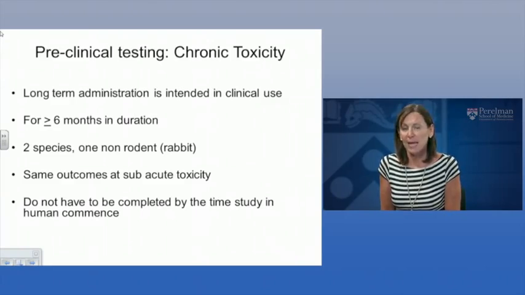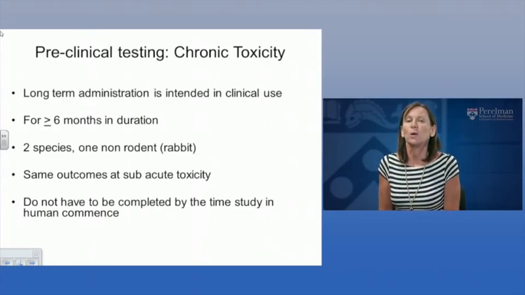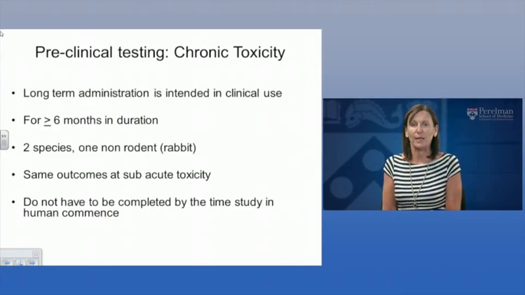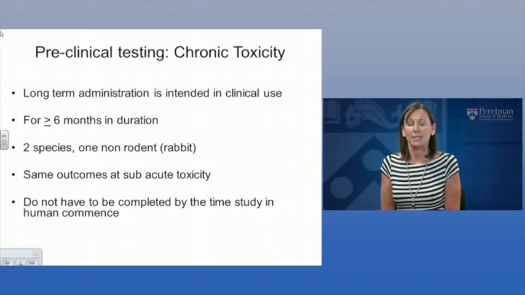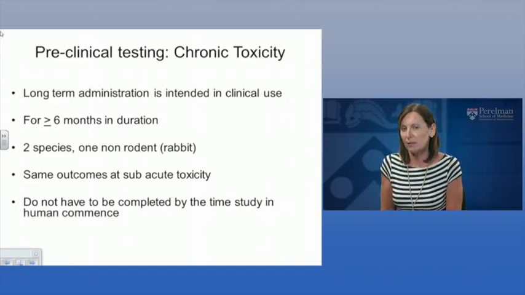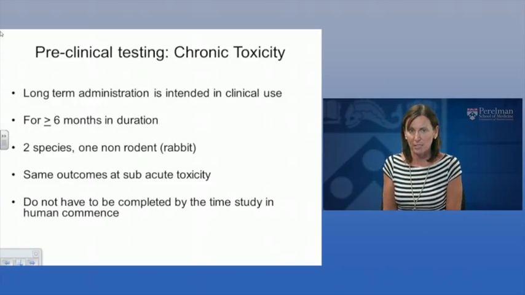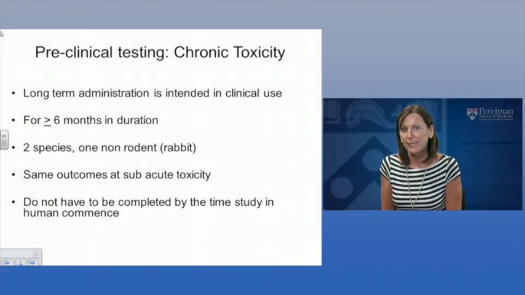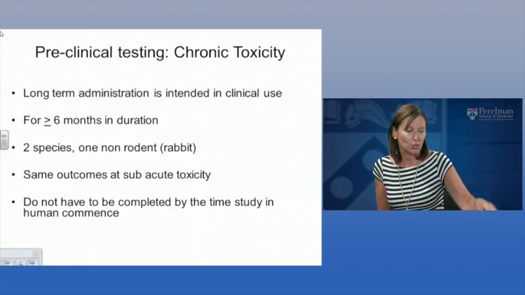The same outcomes, exactly the same outcomes as the subacute toxicity. The purpose is the same. You're trying to do the same thing. You want to characterize the PK profile in the chronic setting. You want to try and get a better sense of the mechanism of drug action. You want to try and get a better sense of the dose response, particularly as it relates to toxicity. And importantly, the chronic toxicity studies don't absolutely have to be completed by the time you go into humans for the first time.